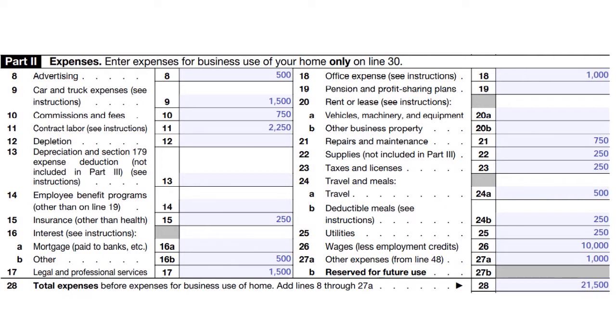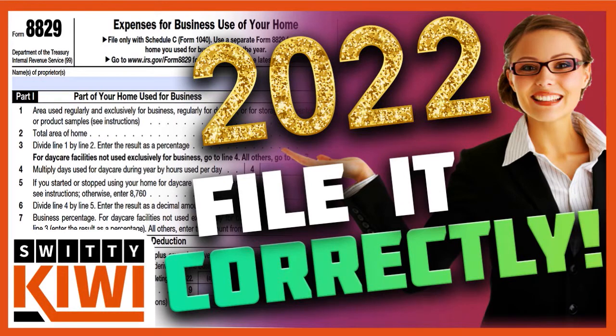Line 11, you have contract labor. Line 12, depletion. This is for certain industries. Line 13, we have depreciation. Line 14, we have employee benefit programs. Are you following? Line 15, you have insurance. And please do not deduct health insurance on this line. Health insurance for yourself, automobile insurance, disability insurance, those will be put elsewhere. Line 16, we have interest. And if you're interested in the business use of your home, you can actually check out our video 8829.